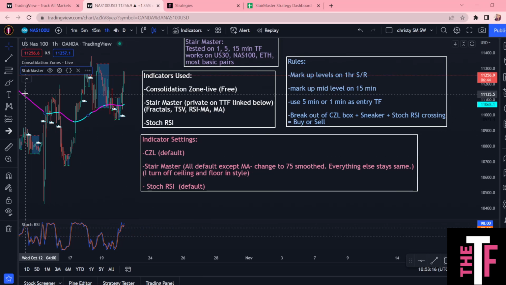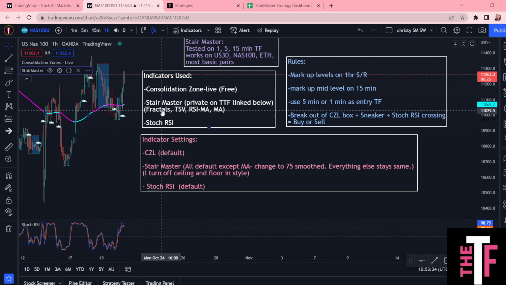As you guys can see here, our little moving average has the TSV built into it. So the TSV is color changing. When you see the blue, you'd be looking at buys. When you see the purple, potentially sells. And the sneaker will only print when all of these align.